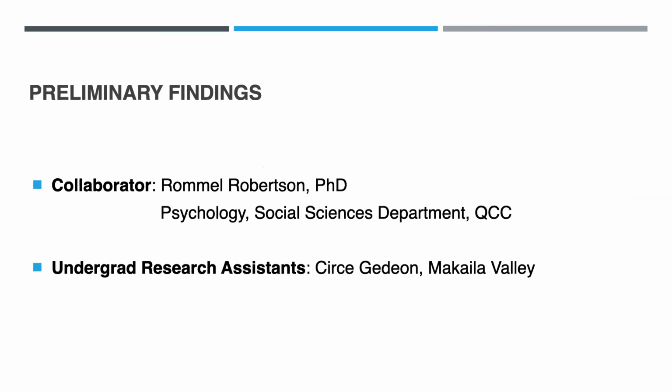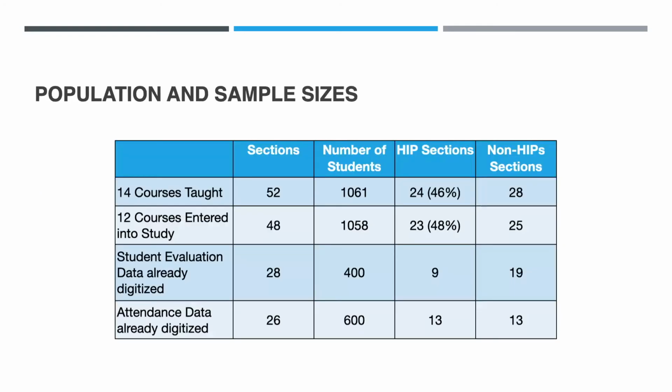So I'm working with a collaborator. He's a colleague of mine in the social sciences department. He's actually somebody who works in the area of psychology. We also recruited undergraduate students who assisted us with this first phase of the project. And then in the first phase, we started digitizing whatever information we had at hand.